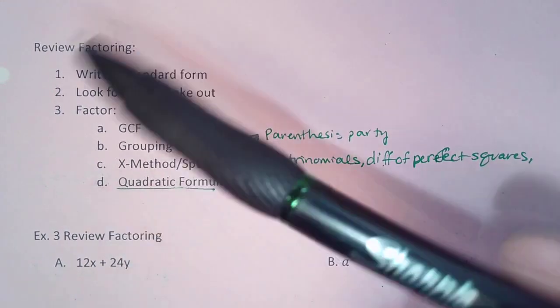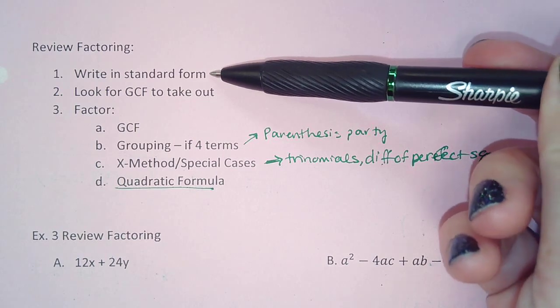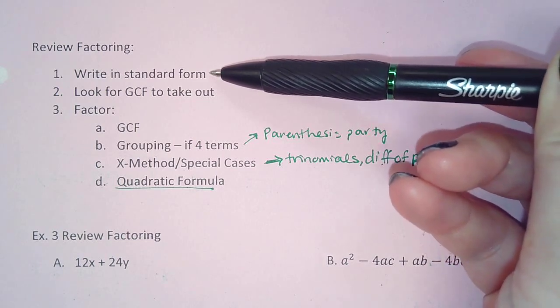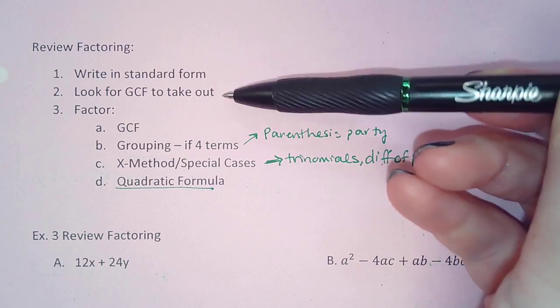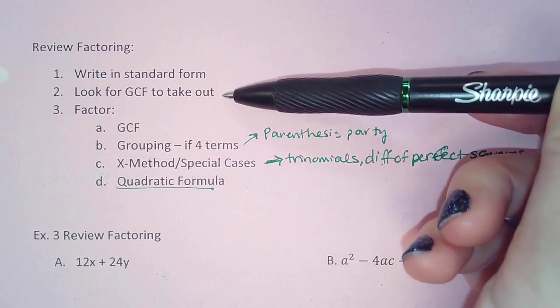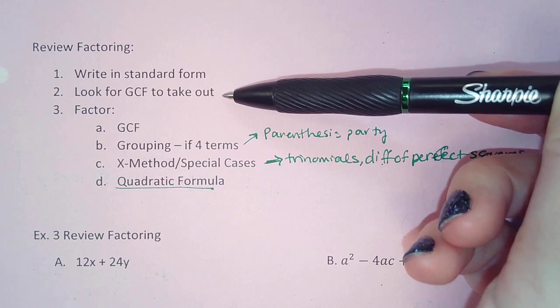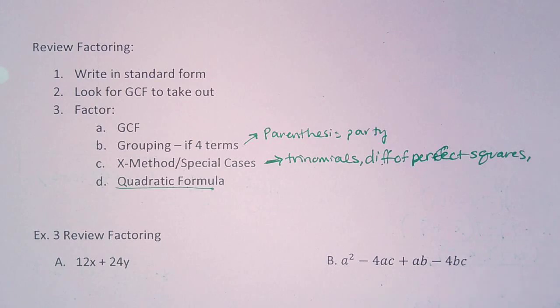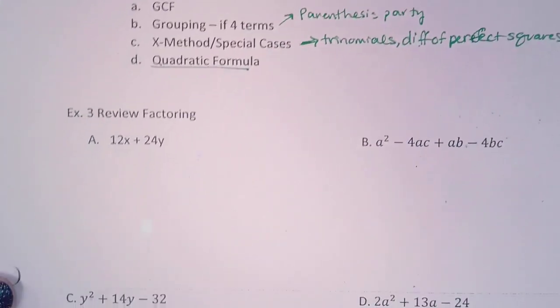All right, so we always want to make sure it's written in standard form. So we got the square term, then the regular x term, then the constant. We want to look and see if we can take out a GCF. Maybe we can divide out a 2 right away and give us some smaller numbers. And then choose which method to factor. So let's look at example 3a.